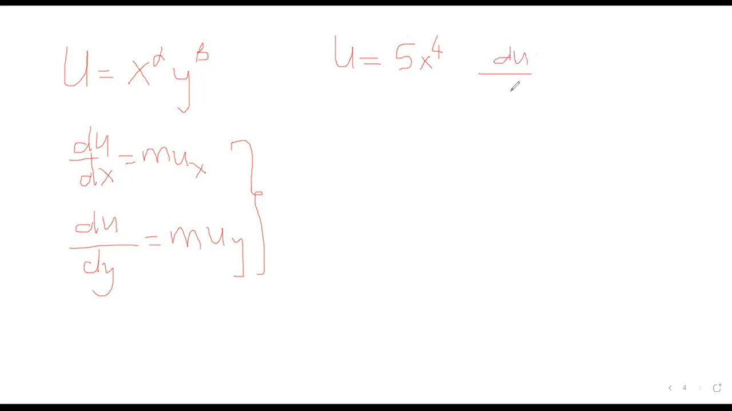du over dy becomes what? du over dx becomes what? A marginal utility of x. So when we differentiate using the power rule, we're going to get 20x what? 20x^3. How do we get this? Multiply 5 times 4 is 20. Subtract 1 from the 4, we get a 3. So this is our marginal utility of x.